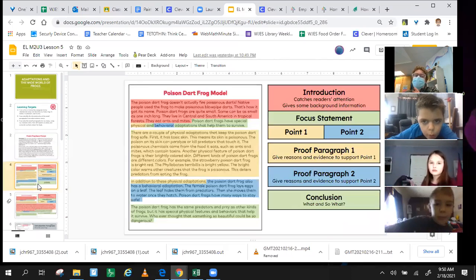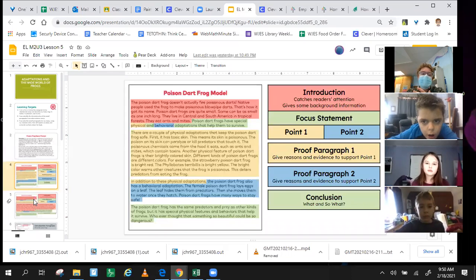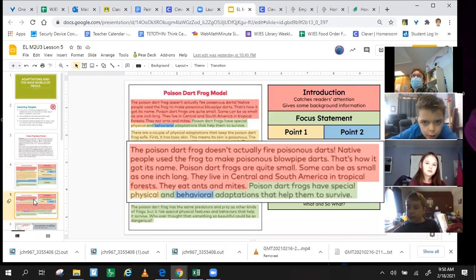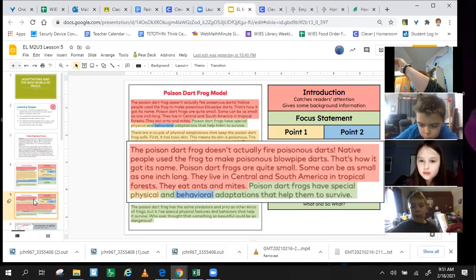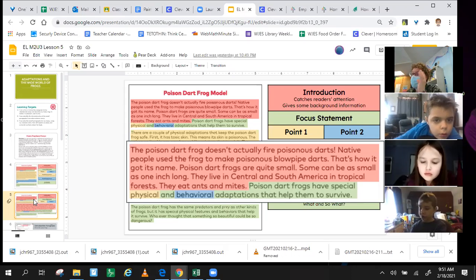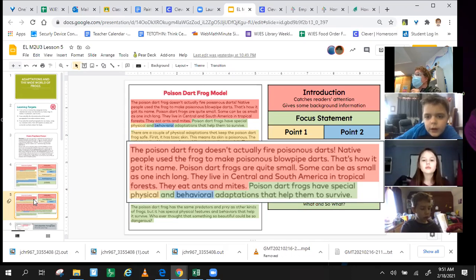So let's go back to Mrs. Harrison's example, okay? In her paragraph, it says, the poison dart frog doesn't actually fire poisonous darts. So there's my interesting sentence that clues people in that, nope, that's not what we're talking about here. Then I have an explanation sentence that actually explains that. Native people use the frog to make poisonous blowpipe darts. That's how it got its name. So there's my hook. I'm grabbing my reader and making them interested.